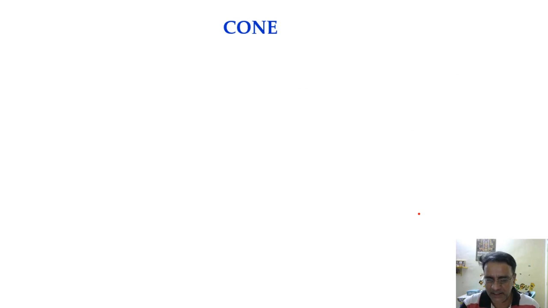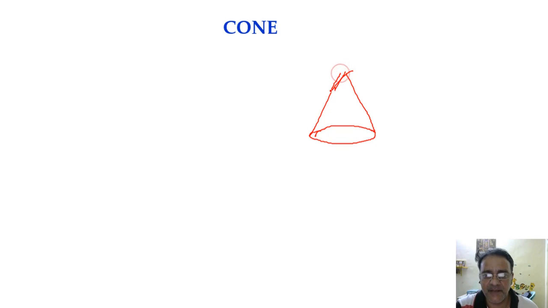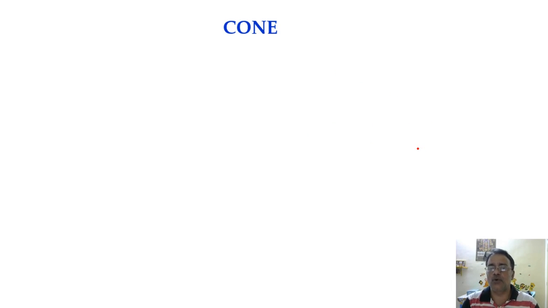Have you seen a joker cap? Yes, sir. जोकर कैप कुछ इस फॉर्म में होता है, देखो ऐसे ऐसे होता है. Birthday cap, you can say birthday cap also. Some birthday caps are in this form also. कुछ इसमें ऐसा कुछ बना देते हैं, ठीक है. So that is in the form of cone.